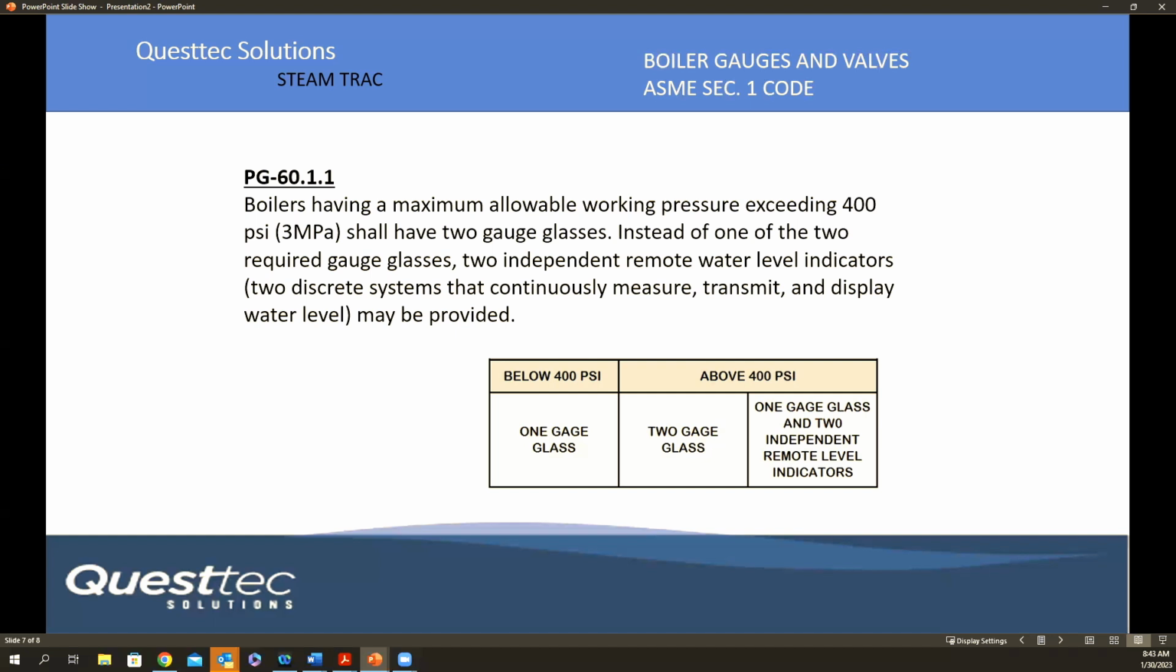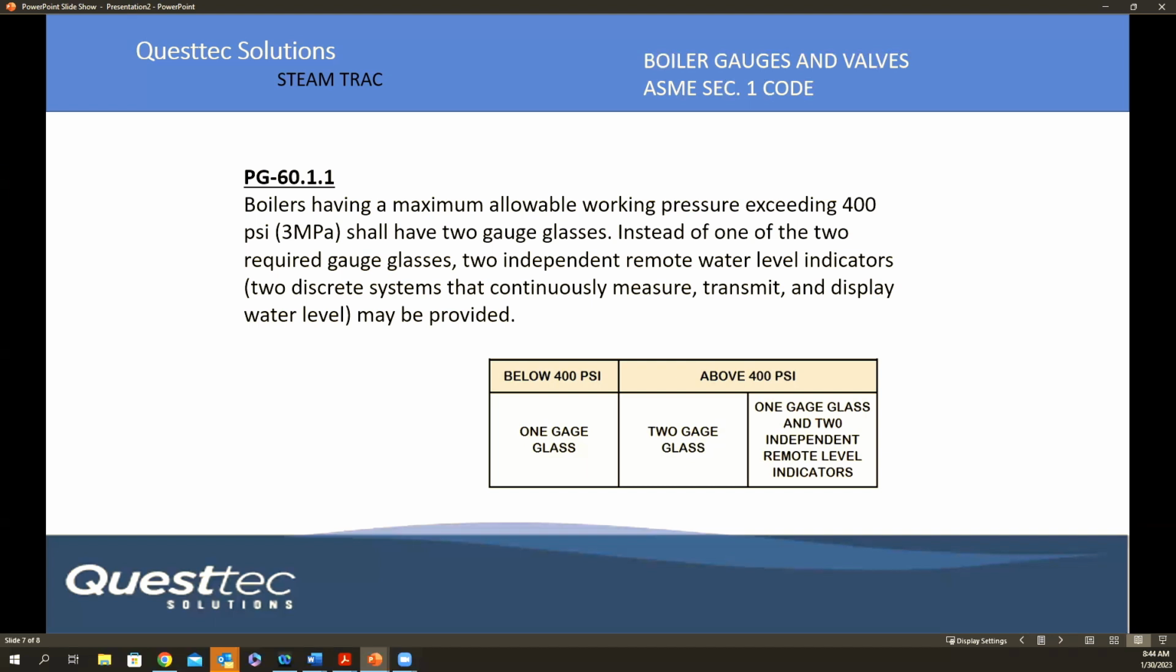So oftentimes customers will say, well, we have multiple differential pressure transmitters that we're already using for control on the boiler drum. And these DP transmitters also give them a level indication on one of their screens in the control room. Now that's fine and dandy, but there's 2 issues with that. 1, it's not independent of the DCS. 2, if they are flipping between pages in the control room, it may not be visible at all times to the operator. Hence, it does not necessarily fit the independent remote water level indicator requirement in PG 60.